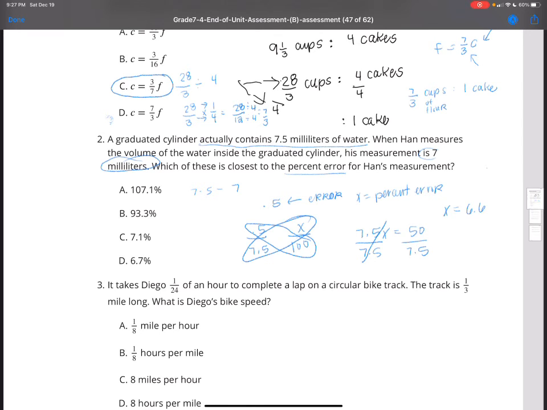A whole bunch of 6s and a dot. But we're going to round to the nearest tenth, and when we round to the nearest tenth, my answer will be D.